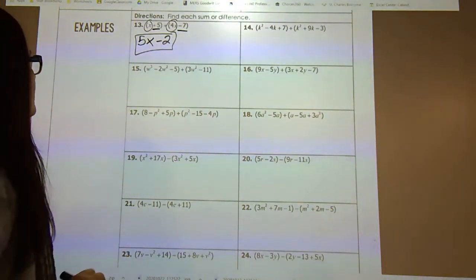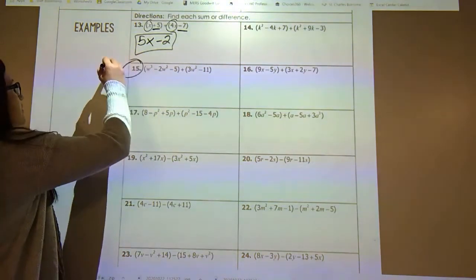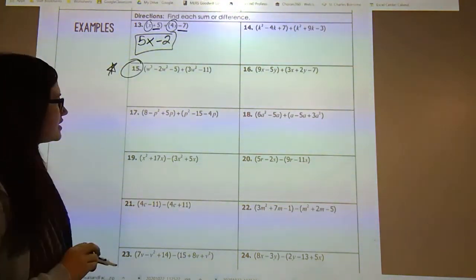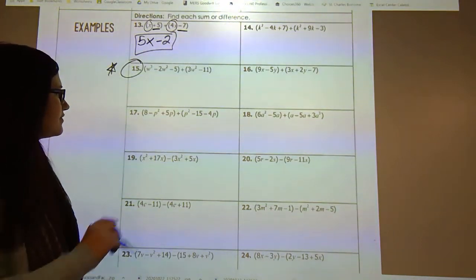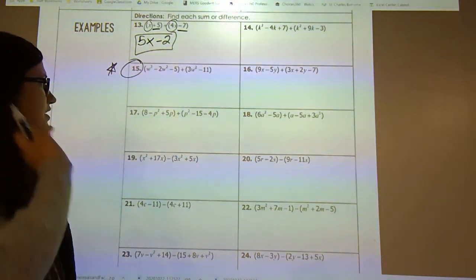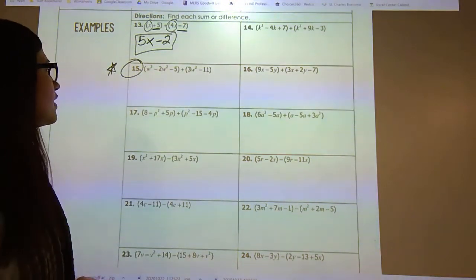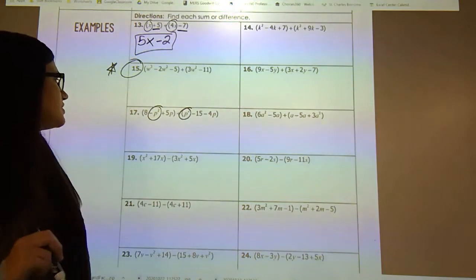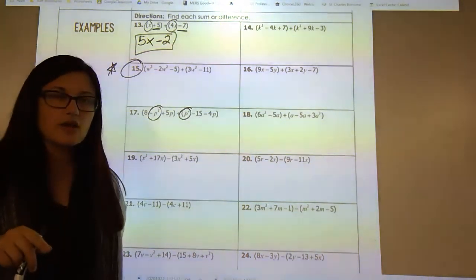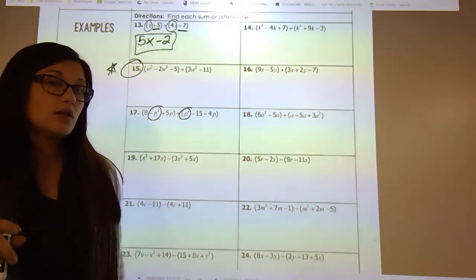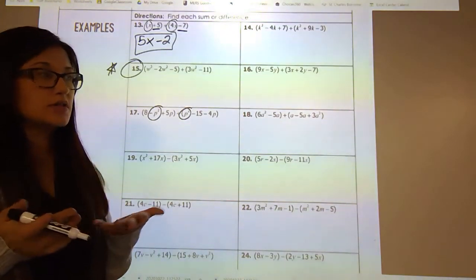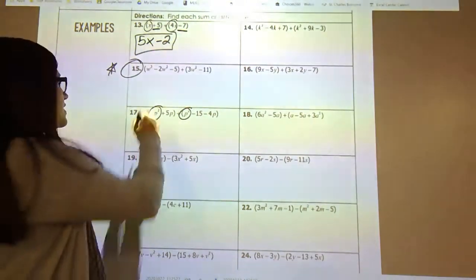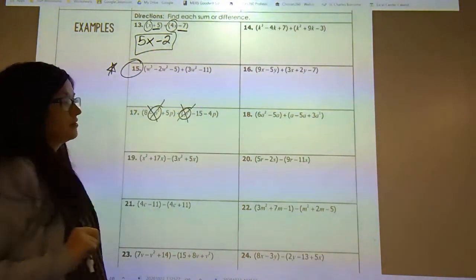I'm going to leave 15 for you guys to do, okay? Number 17, let's go ahead. I've just got a plus sign, so nothing's holding these parentheses together. I'm just going to identify my like terms. I have a negative p squared and a positive p squared. What's going to happen when you combine those? Well, negative 1 plus 1 equals 0. You have nothing left. Those go away, okay?